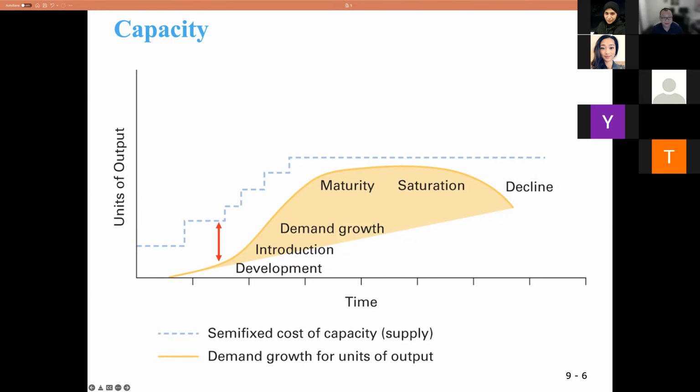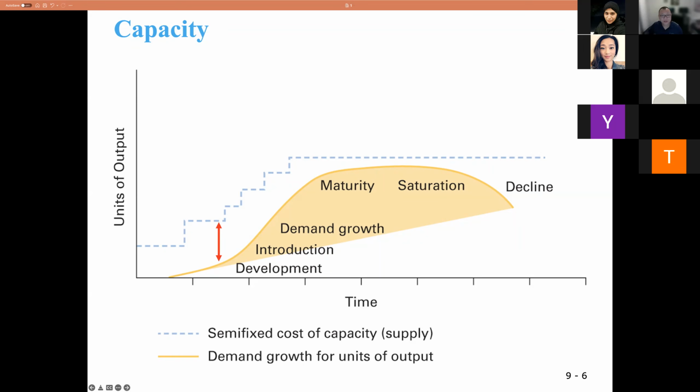Opportunity cost of being unable to meet demand. Okay, yeah, you were cut off a little bit in the middle. So basically, the dashed line is the supply, right? Is the supply of the capacity.